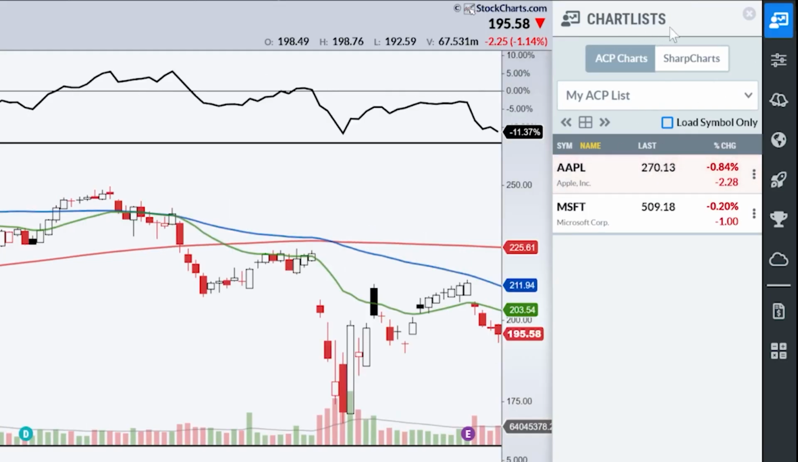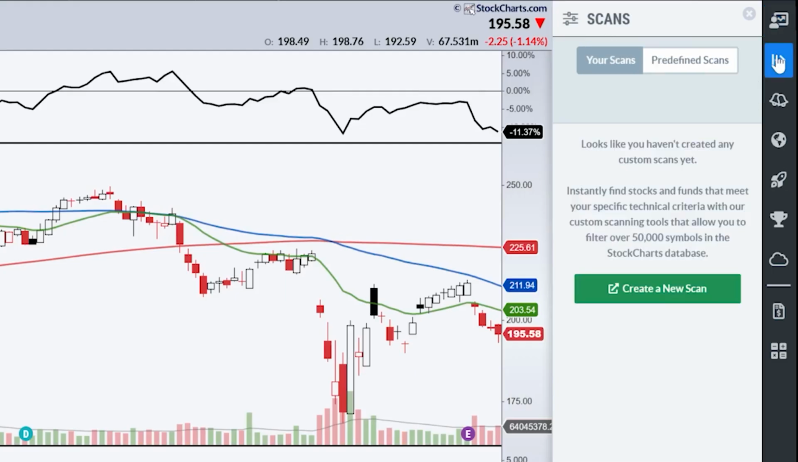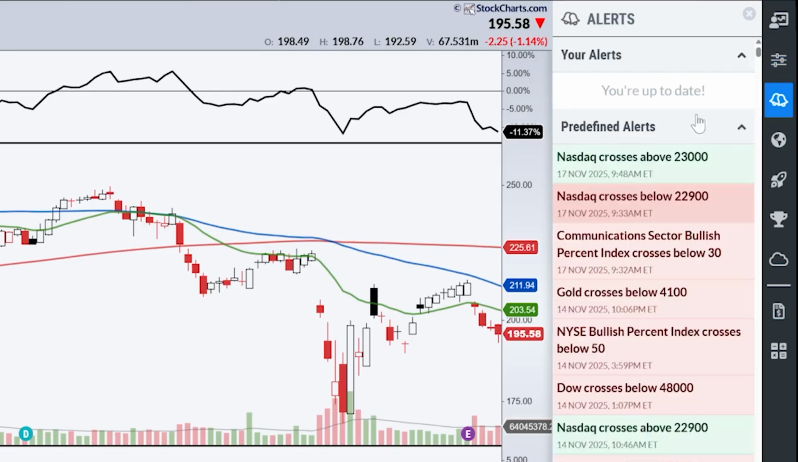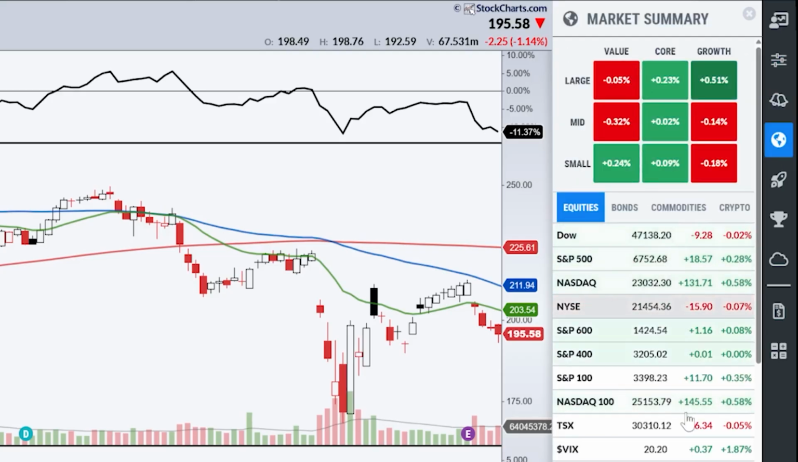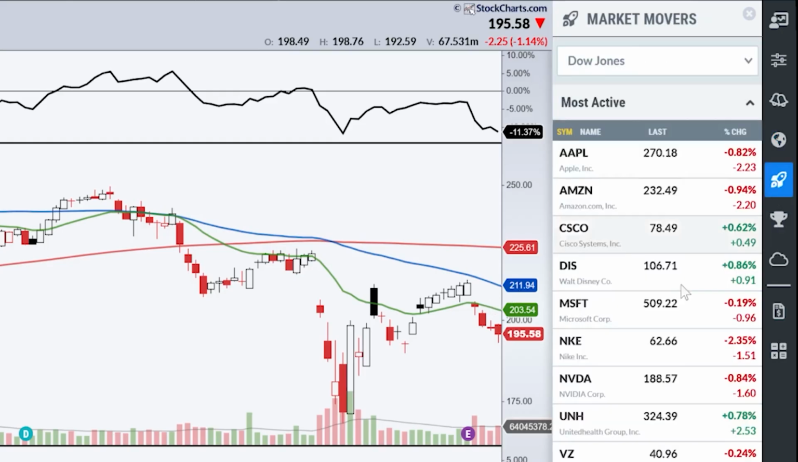So you can have chart lists, which are essentially watch lists in stockcharts.com. You can pull up a scan here without leaving your charts. You can monitor alerts, which I'll show you more in a minute. There's a market summary platform, allows you to keep an eye on all the major indices while you're looking at a chart. And then there's market movers.